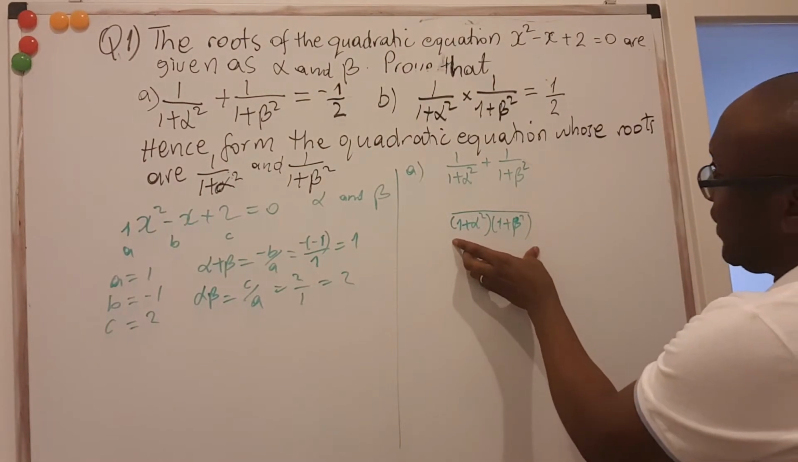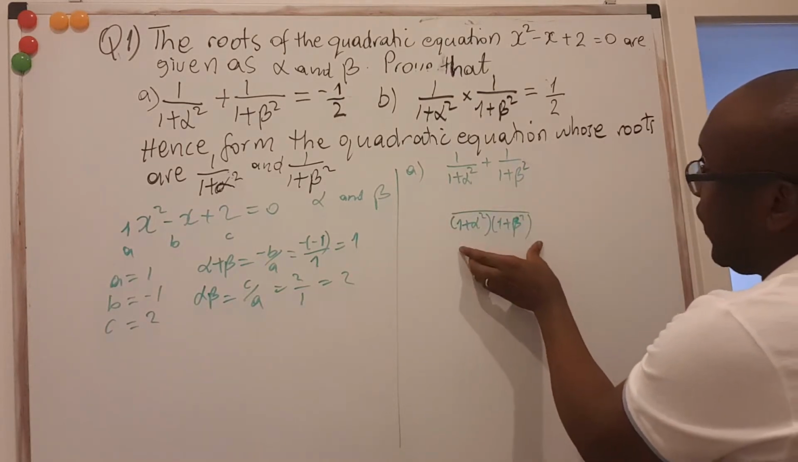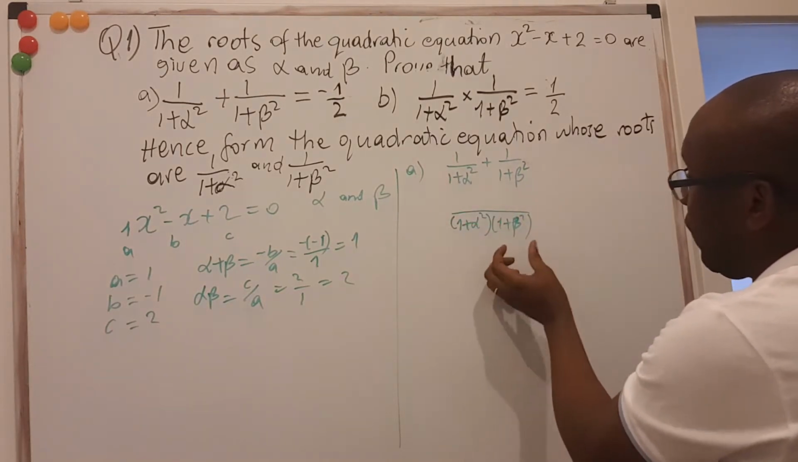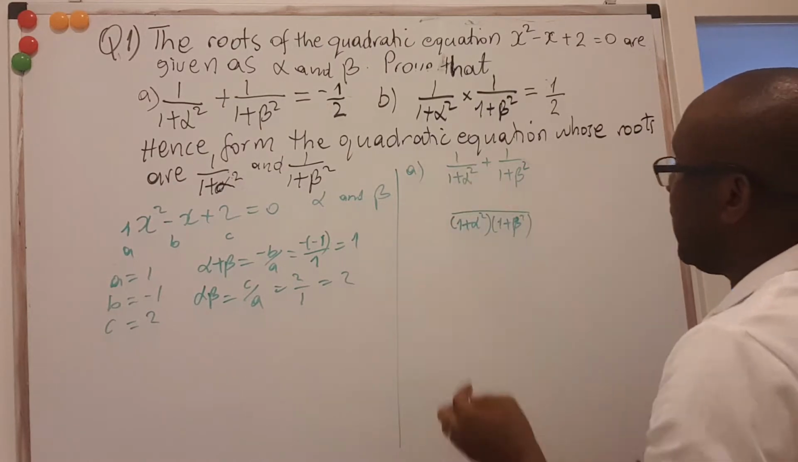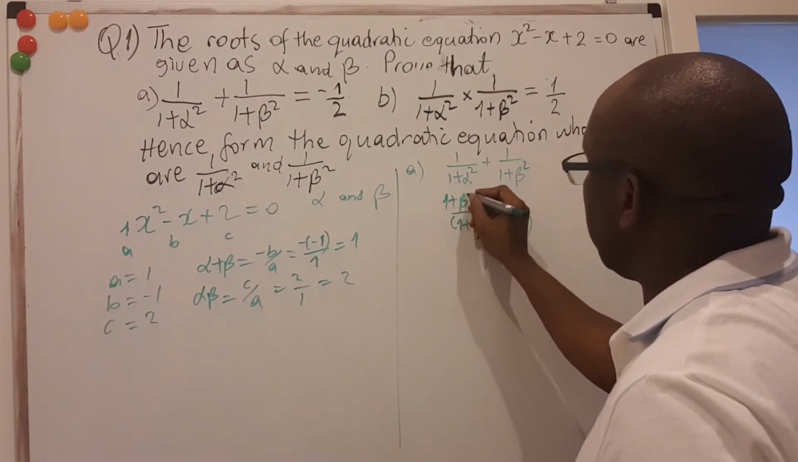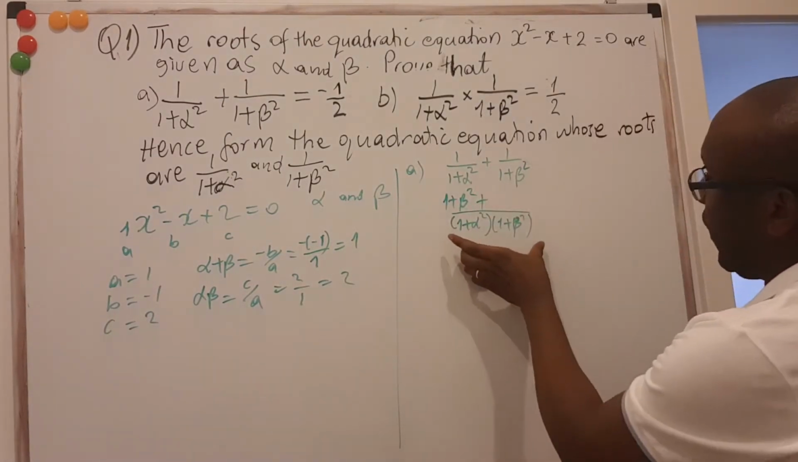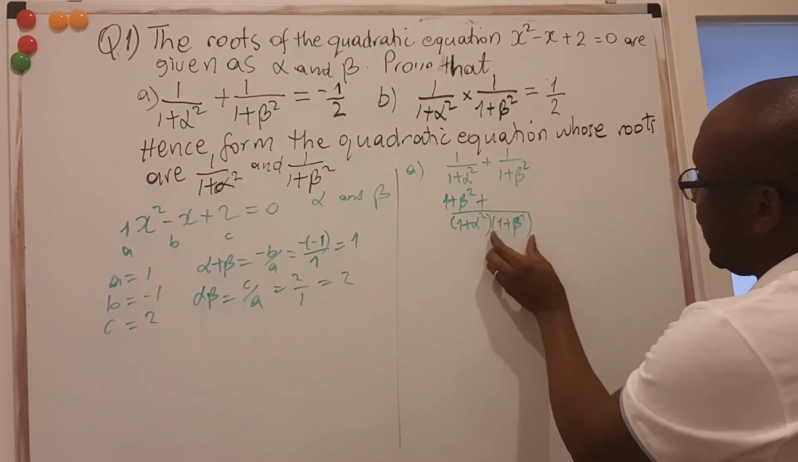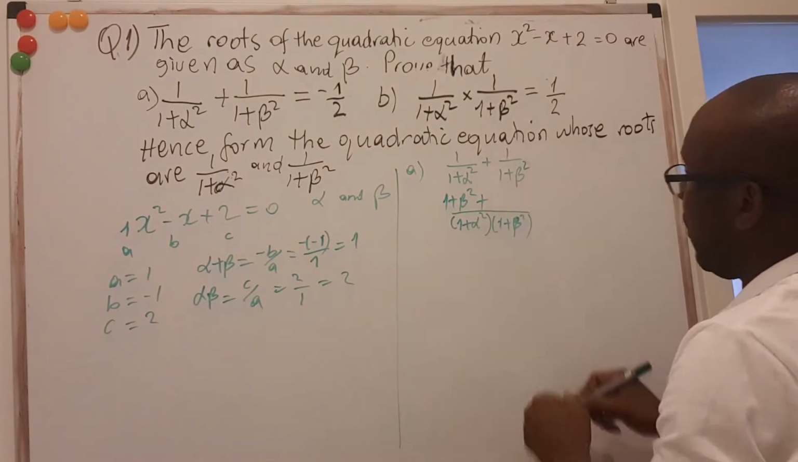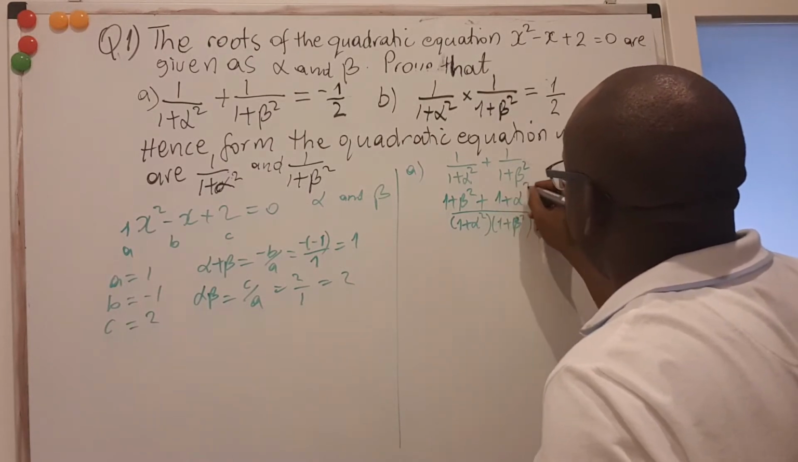So that will be that. This is just the product of this and that. If I take this and divide with this part, the other one remains. This time this gives me 1 plus beta squared, plus. If I take this and divide by this part, the other one multiplied by 1 remains, and this is 1 plus alpha squared.